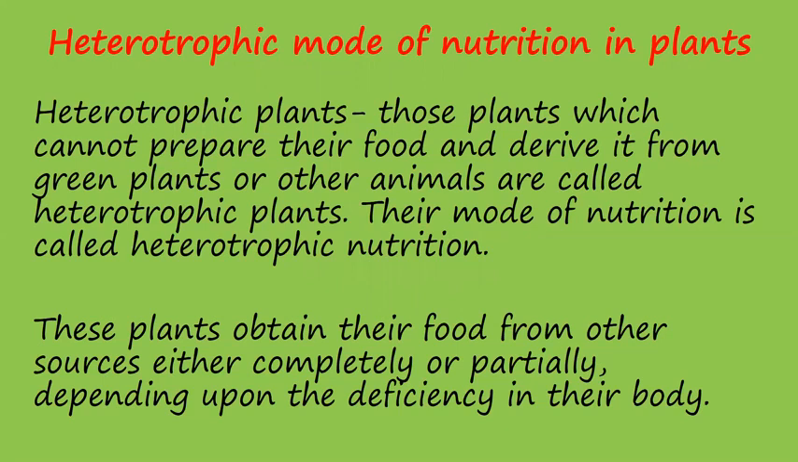What do you mean by heterotrophic plants? Those plants which cannot prepare their food and derive it from green plants or other animals are called heterotrophic plants. Their mode of nutrition is called heterotrophic nutrition. These plants obtain their food from other sources either completely or partially, depending upon the deficiency in their body.